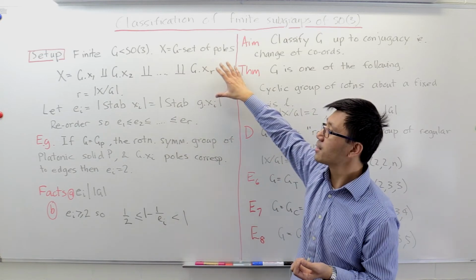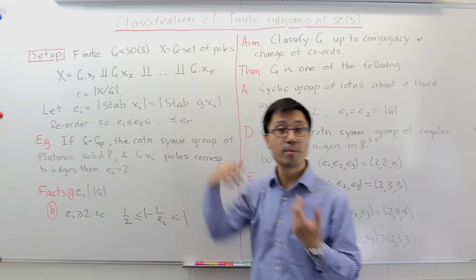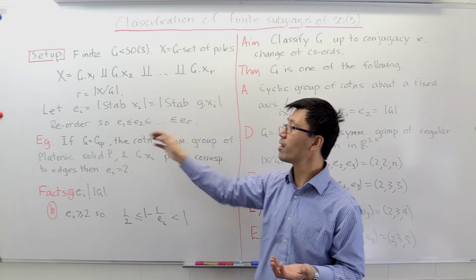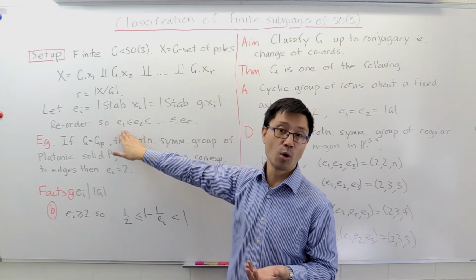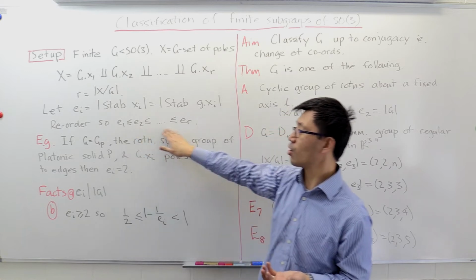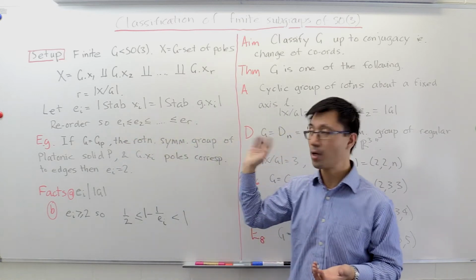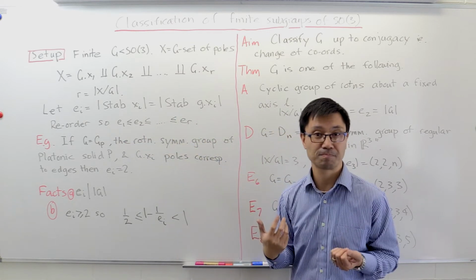These orbits, you could have put them in any order, so we'll reorder them so that e1 is the smallest, e2 is the next smallest, and so forth. So these are in ascending order, although some of them may be the same.